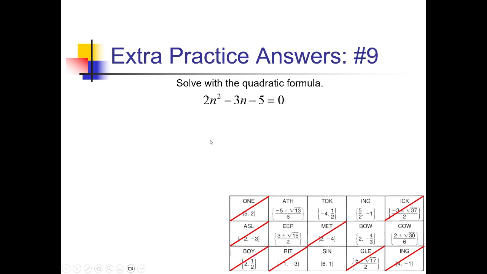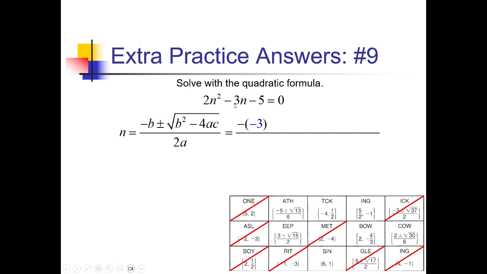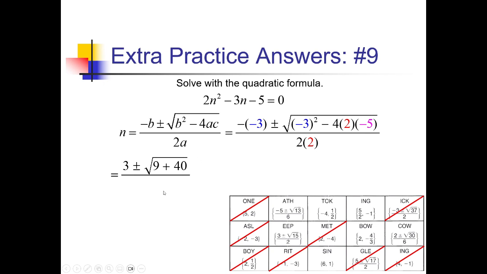All right, let's use our quadratic formula on this one. Again, I don't know if it's factorable or not, but it doesn't matter. They just want us to use it. So there we go, n equals all that stuff. We've got negative 3 for that b value there, plus or minus square root of negative 3 squared, minus 4 times the a value 2, times the c value negative 5, all over 2 times 2. So negative 3 is 3, plus or minus square root of, now we've got positive 9. Negative 4 times 2 is negative 8. Negative 8 times 5 is positive 40, so plus 40 there. All over 2 times 2, 4.